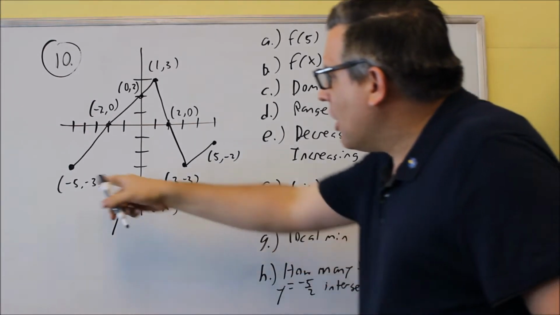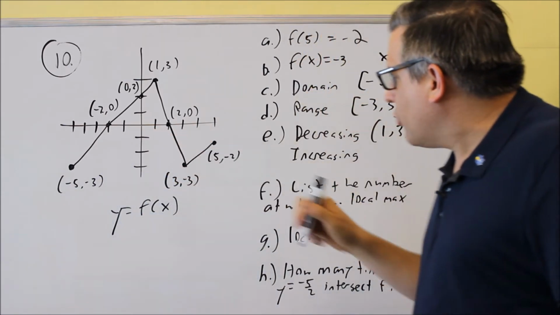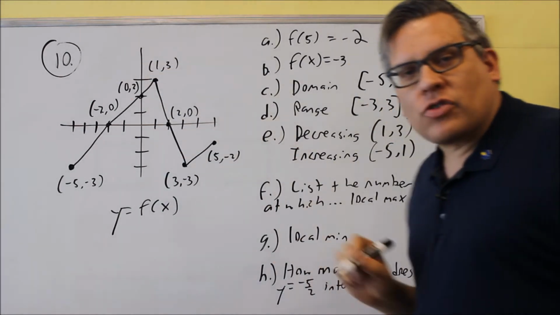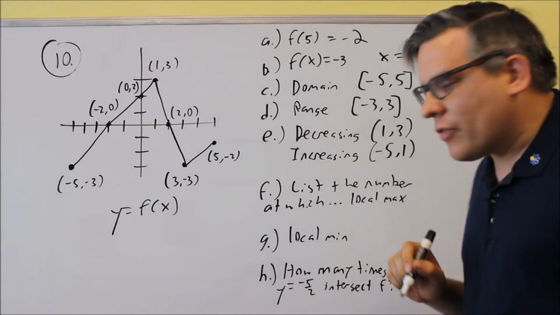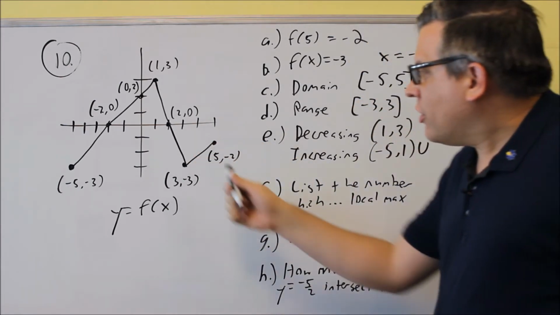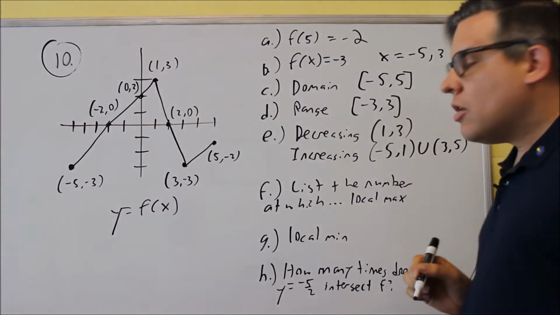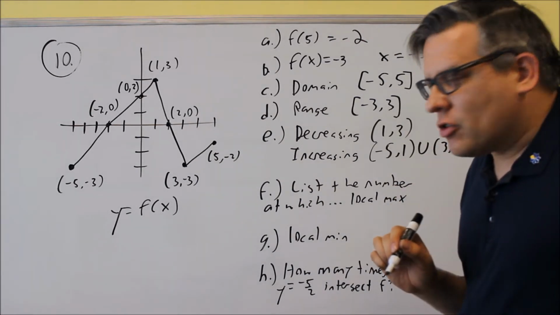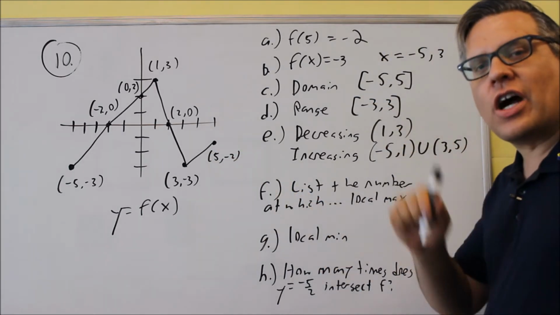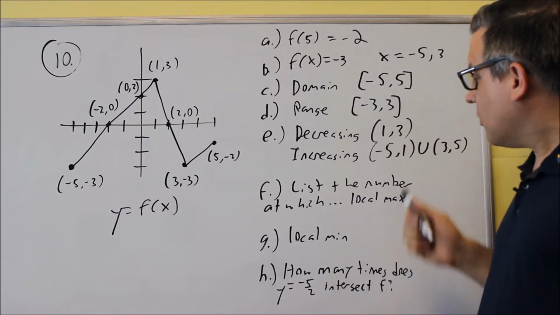So for increasing, between the x value of negative 5 and the x value of 1, between negative 5 and positive 1, that's where the graph is increasing, or going uphill as you move from left to right. Now there's another section right here, between the x value of 3 and 5, where we have the graph going uphill as you move from left to right. Again, we're only indicating x values where it's occurring. You're not listing any y values, you're not listing any coordinates. These are all intervals, and that's how you're writing your answer.